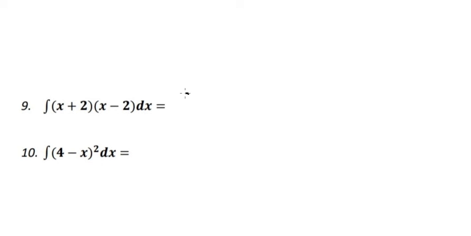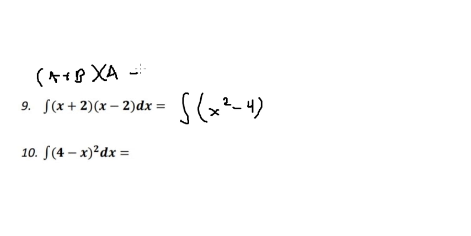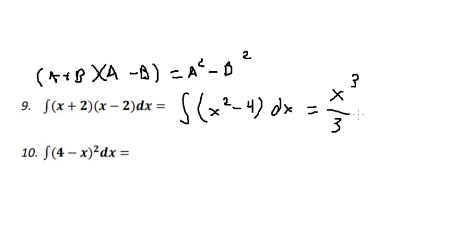This one, you get x squared minus 4, because this one is just like a plus b multiplied with a minus b equals a squared minus b squared. And this one you get x to the power of 3 over 3 minus 4x plus c.